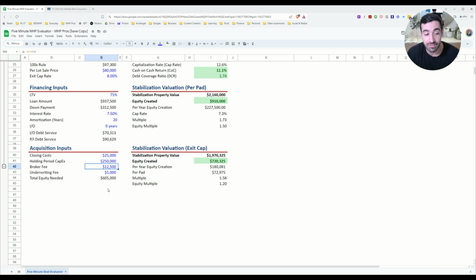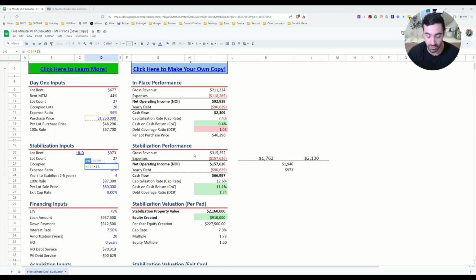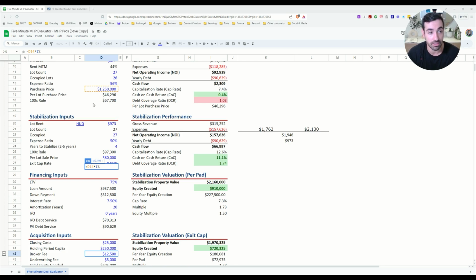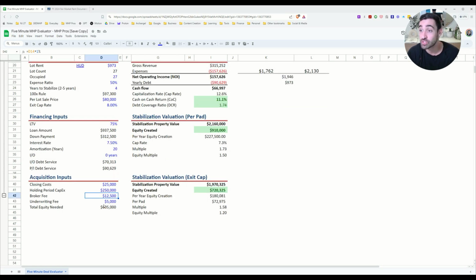The broker fee, if we need to pay someone who maybe found this deal for us and is handing it off to us, maybe that's 1% of the deal's value. So this times 1%. Okay, so maybe we have to pay $12,500 to whoever found us the deal. And then maybe we want to take an underwriting fee for our work on underwriting the deal. So we're going to add an extra $5,000, okay, to pay ourselves for all the work we've done.